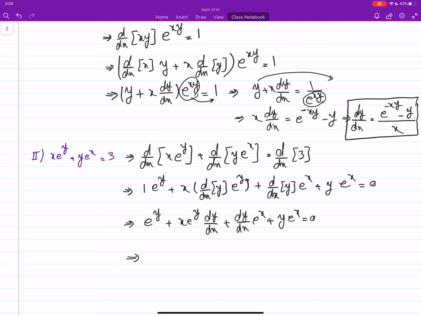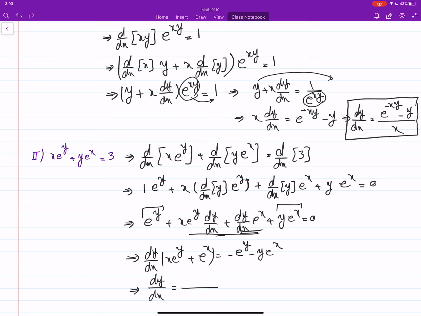Now solve it for dy/dx. Take the terms which don't have dy/dx to the right hand side, minus e to the power y minus y e to the power x, and factor out dy/dx here. So dy/dx is x e to the power y from the first term. The second term has only e to the power x. And then divide both sides by the factor of dy/dx. This is what we get for the derivative of y with respect to x using implicit differentiation.